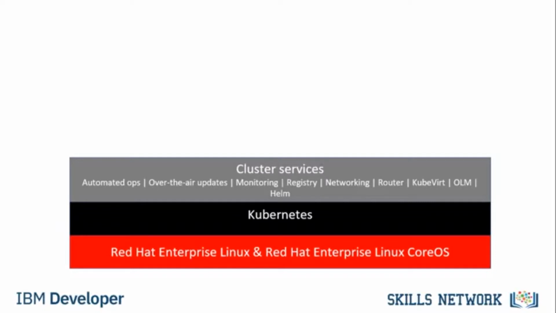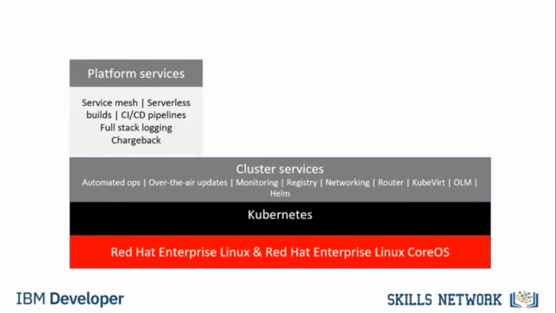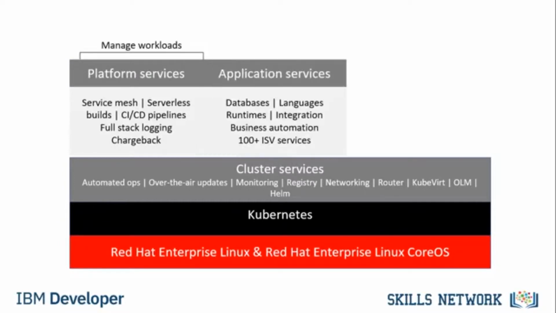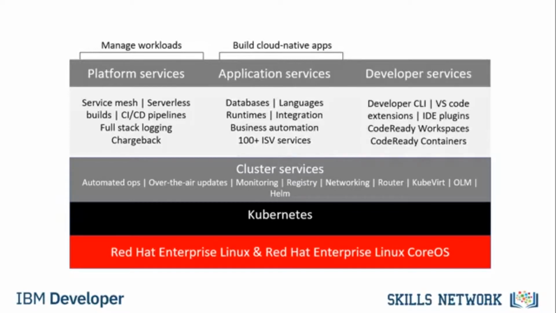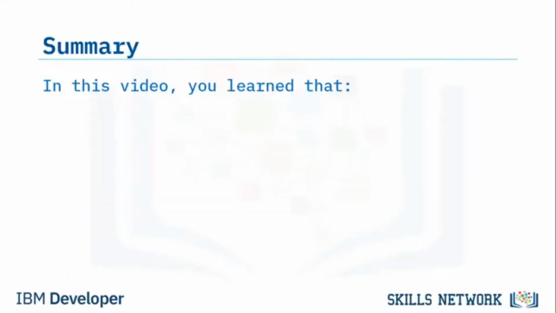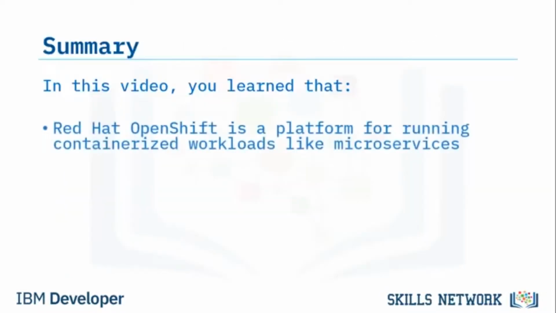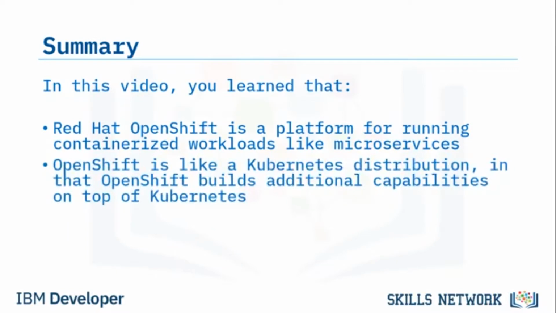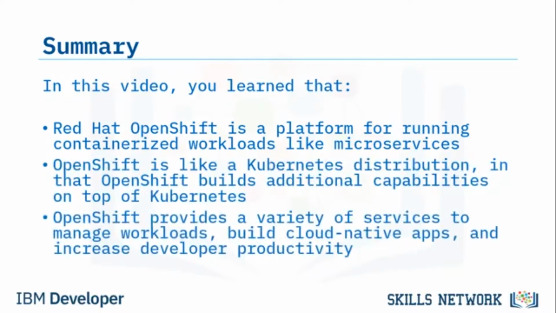On top of the cluster services, platform services help users manage their workloads. Application services help users build cloud-native apps, while developer services help increase developer productivity. In this video, you learned that Red Hat OpenShift is a platform for running containerized workloads like microservices. OpenShift is like a Kubernetes distribution in that OpenShift builds additional capabilities on top of Kubernetes. OpenShift provides a variety of services to manage workloads, build cloud-native apps, and increase developer productivity.